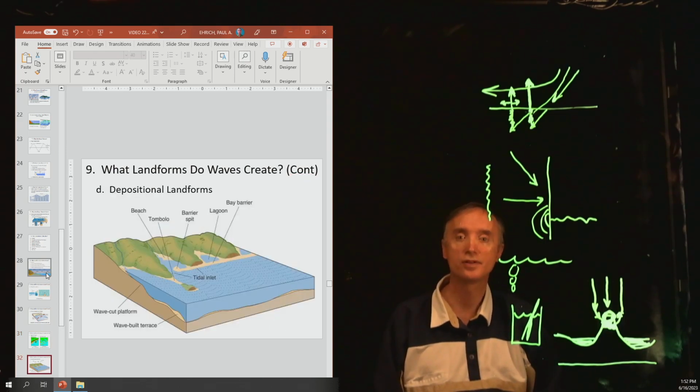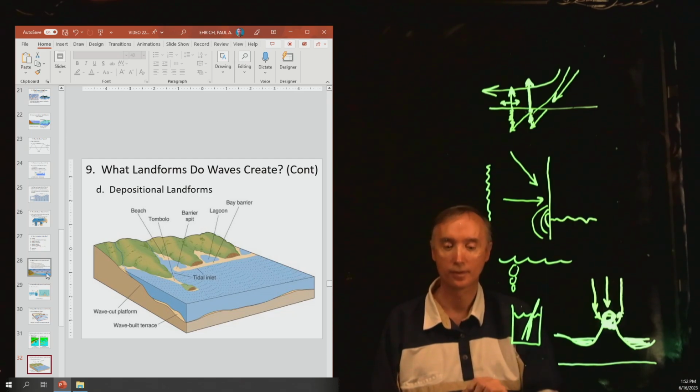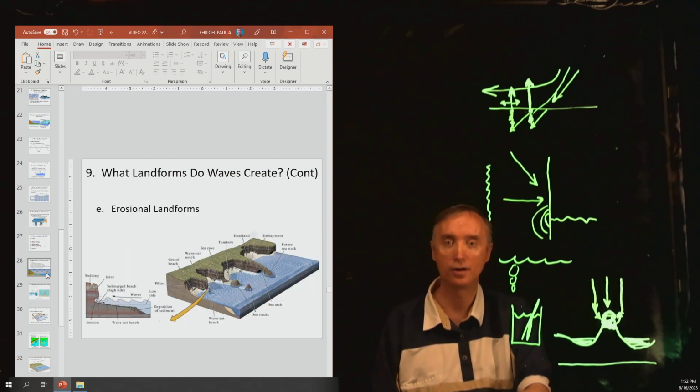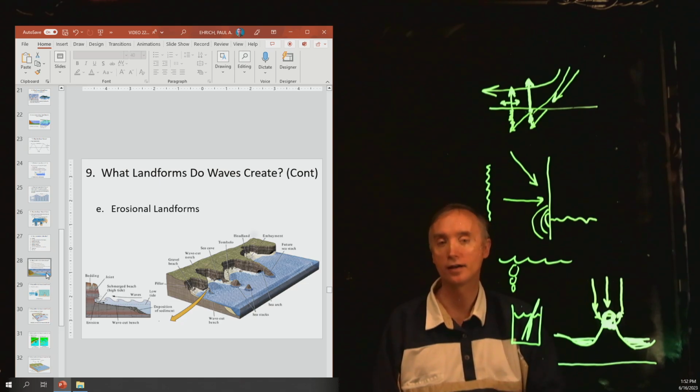So here are some depositional landforms, and I will just let you read those words there. And then here are some erosional landforms. So notice the cliffs. Notice there's a lot of wave action. There's a lot of erosion going on. You have those sea stacks that are forming as a result of it.